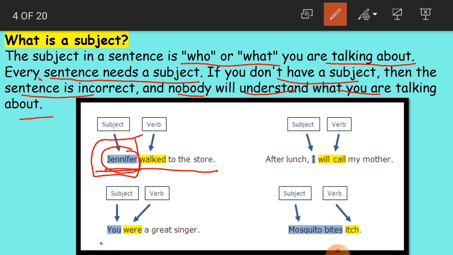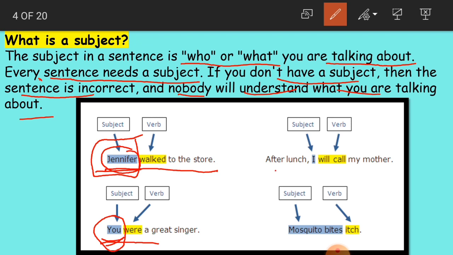And again, in the second sentence, if you see, you were a great singer. Here, the word you, highlighted in blue color, is the subject. If you remove the subject again, what will the sentence be? Were a great singer. Again incorrect. Were a great singer means who? So here the subject again makes the sentence complete.